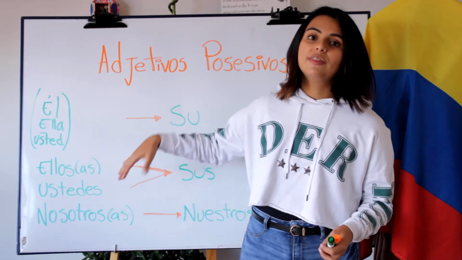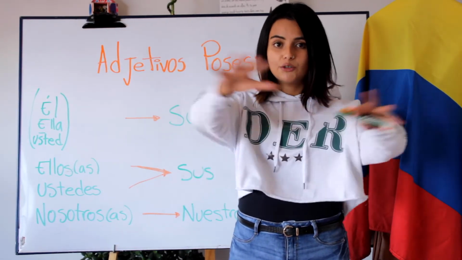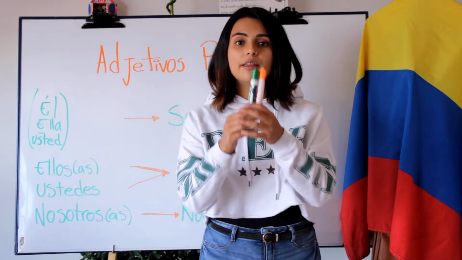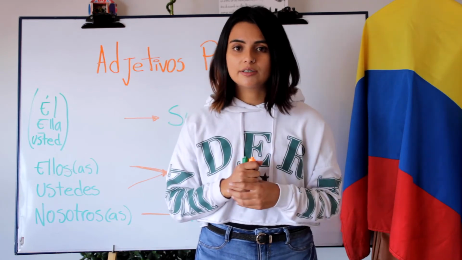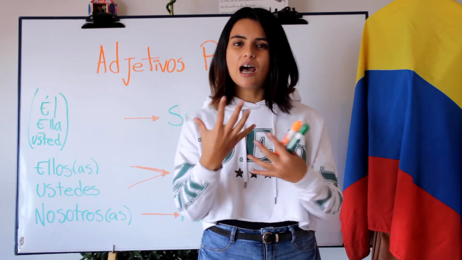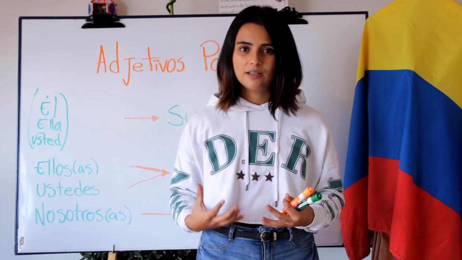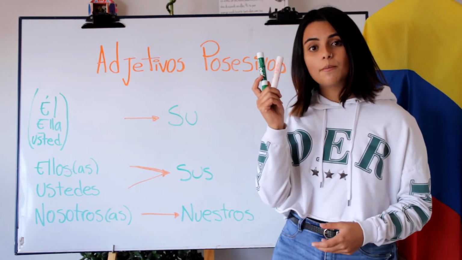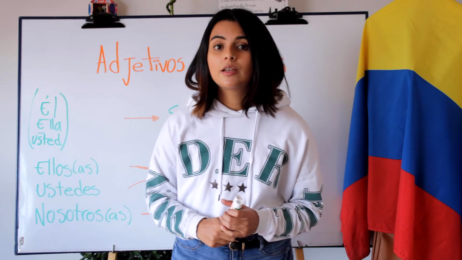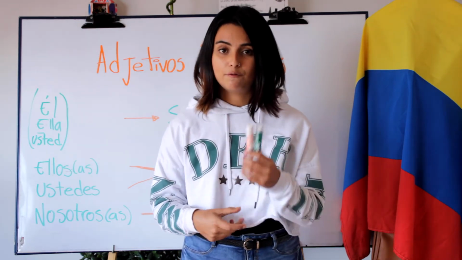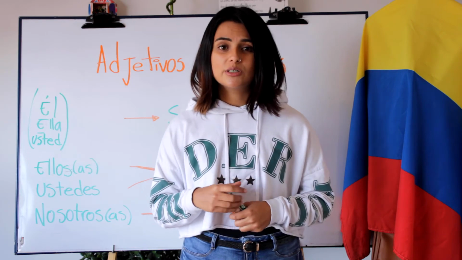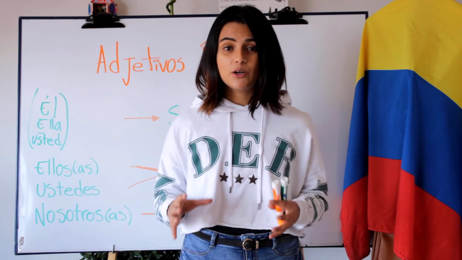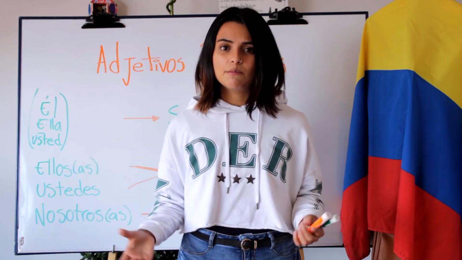See? But if we know that we're talking about that person, we say su. Now, when we're talking about they, or you as a group, we say sus. Sus marcadores. These are their markers. Estos son sus marcadores, right? And when we're talking about something that is ours, that is from us, nosotros, de nosotros, we say nuestros. Nuestros marcadores. For example, Juan and I have a lot of markers, so those are our markers. Esos son nuestros marcadores.